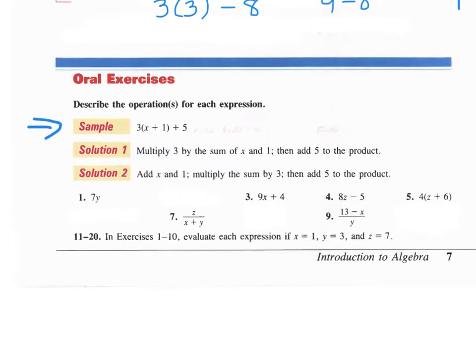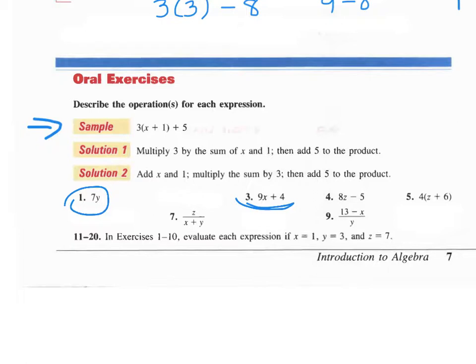So on number 1, when you have a number next to a letter, what operation is in between these two? Are we adding, subtracting, multiplying, or dividing? Multiply. So the operation would be multiplication. On number 3, what kind of operations do we have? Multiplication and addition. Perfect. So the 9 and the x are being multiplied, and then the sign in between the 9x and the 4 is addition. Perfect. What about on number 4? Multiplication and subtraction. Perfect. Okay, what about number 5?